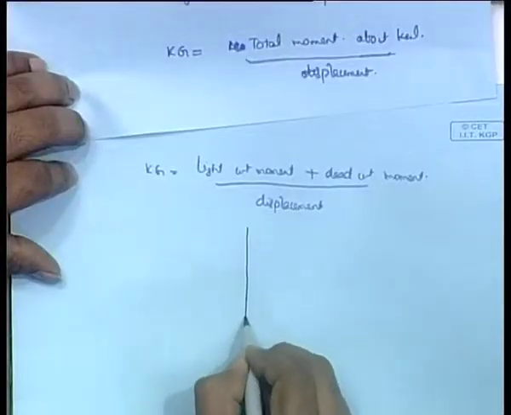Note that here the light weight moment is the moment of the light ship itself, which cannot be changed, the ship is already made, you cannot do anything. So, your idea should be to reduce your dead weight moment, so as to increase the stability of the ship. So, therefore, you end up drawing something like this.